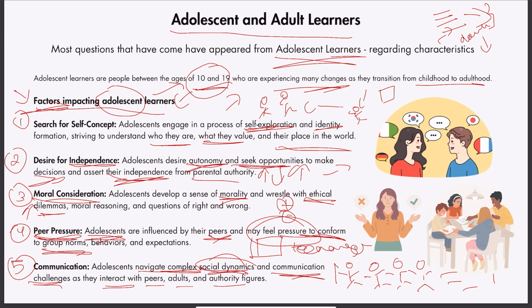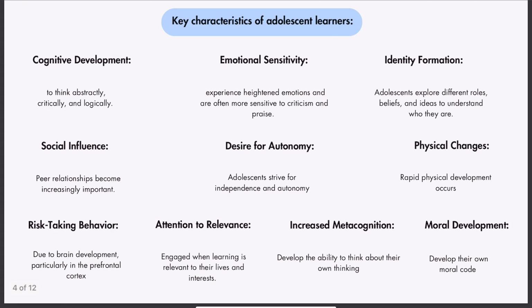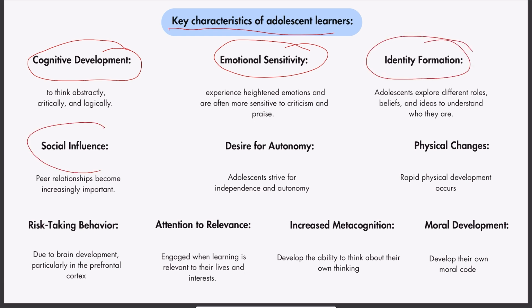Now, based on these factors, we have the key characteristics that define adolescent learners. And be mindful of these particular key terms. These are the key terms from which questions emerge. So let's come to the first key term, that is cognitive development. To think abstractly, critically, and logically.